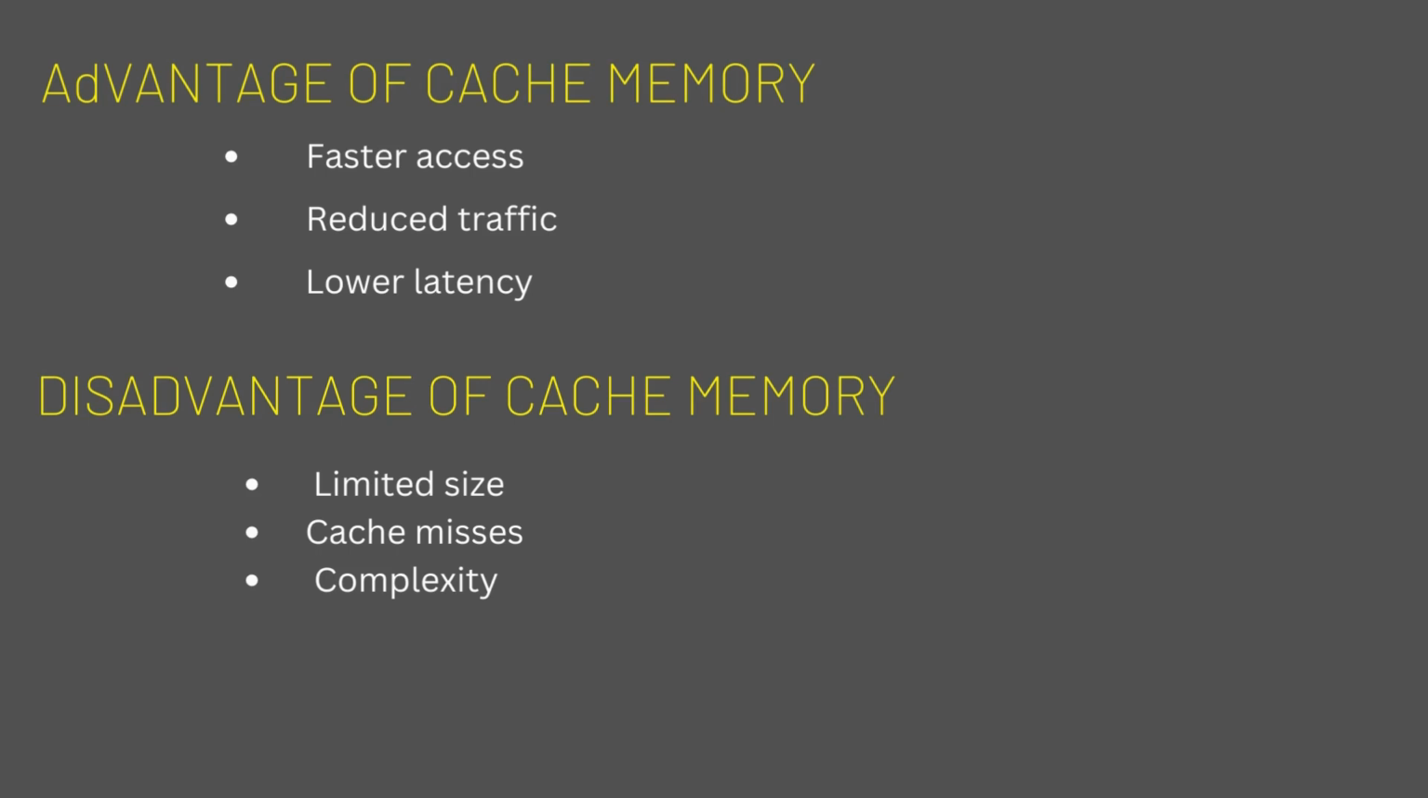Then the disadvantages of cache memory. First, limited size. Cache memory is more expensive and smaller than main memory, which limits its size. This means that only a small portion of the data and instructions can be stored in cache memory at any given time. Second is cache misses. If the data or instruction that the CPU needs is not present in cache memory, a cache miss occurs and the CPU must fetch the data from main memory. This can result in a delay and lower performance. Third is complexity. The caching algorithms used by the system can be complex and require careful tuning to achieve optimal performance.